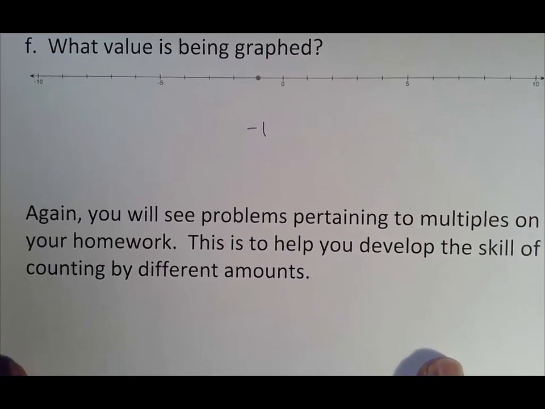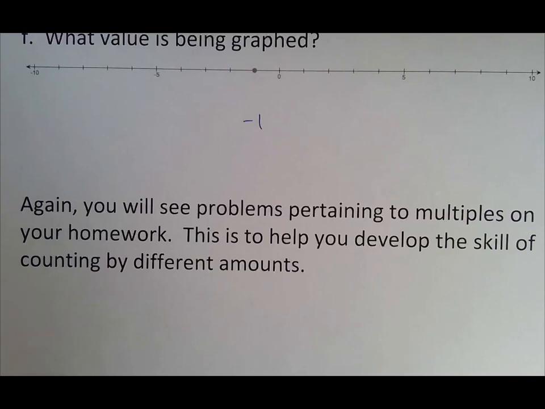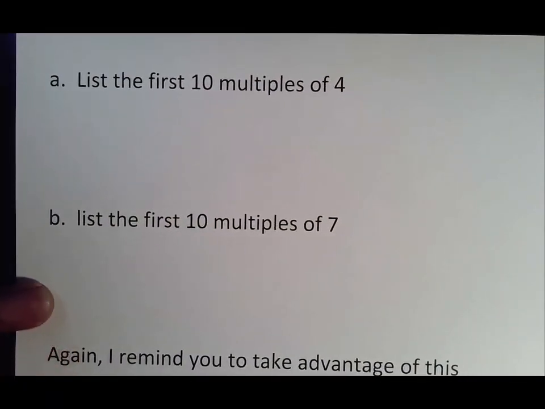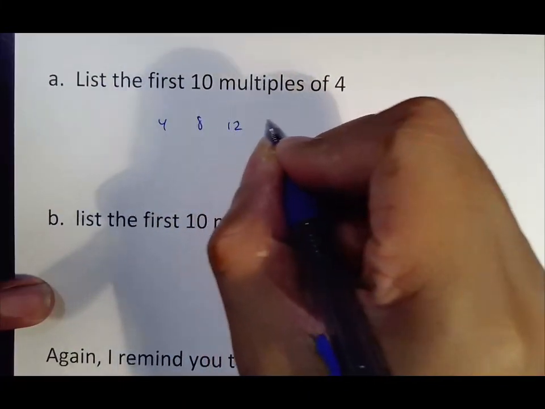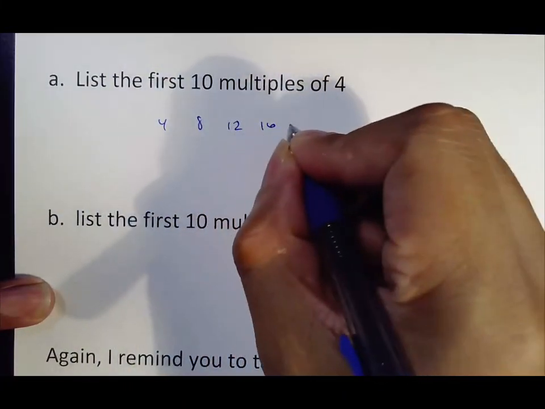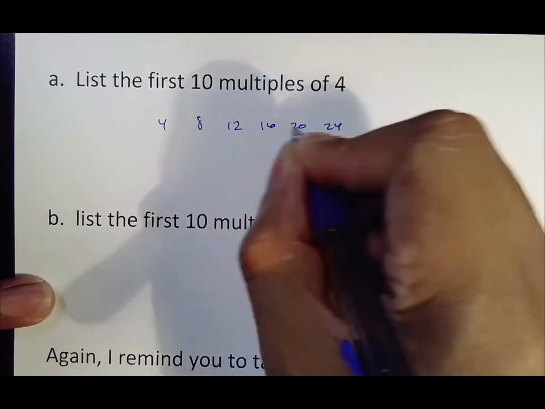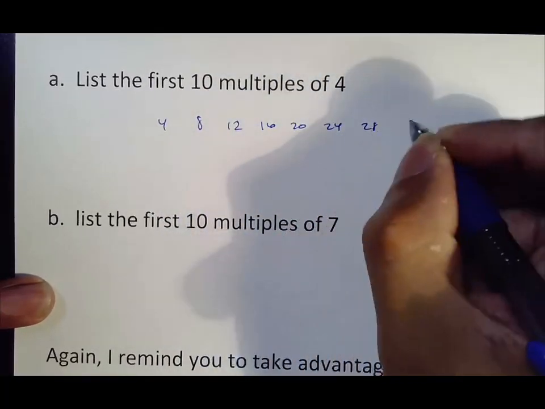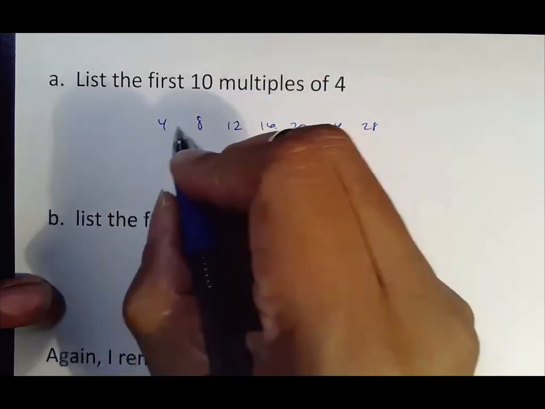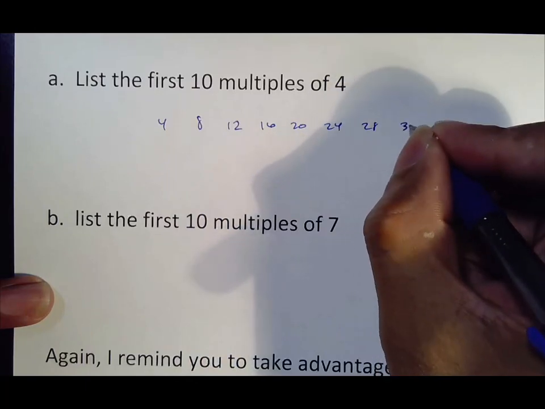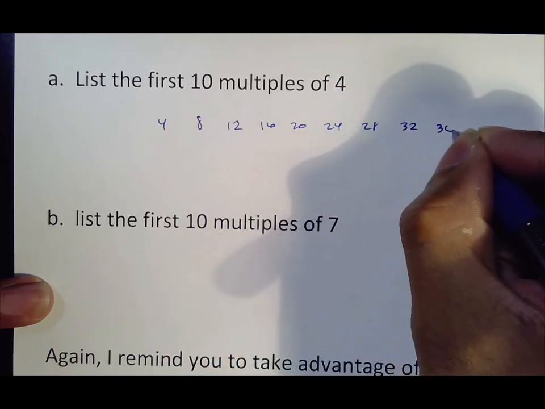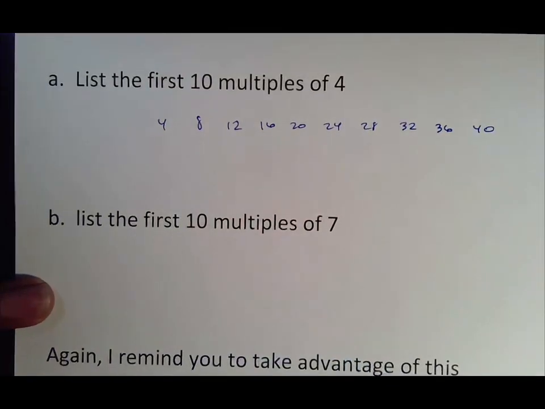Again, you are going to see problems pertaining to multiples on your homework. This is to help you develop the skill of counting by different amounts. So just make sure that you make the most out of that. Looking at that again, list the first 10 multiples of 4. That'll be 4. 4 times 2 is 8. 4 times 3 is 12. 4 times 4 is 16, times 5 I know is 20, then 24 because it adds 4, then 28 because 4 plus 4 is 8. That's 1, 2, 3, 4, 5, 6, 7. So this is 8. 4 times 8 is 32. 4 times 9 is 36. And 4 times 10 is 40.